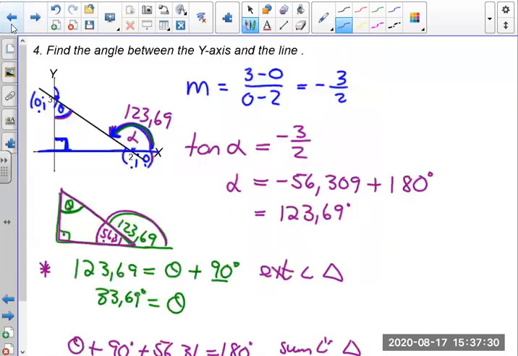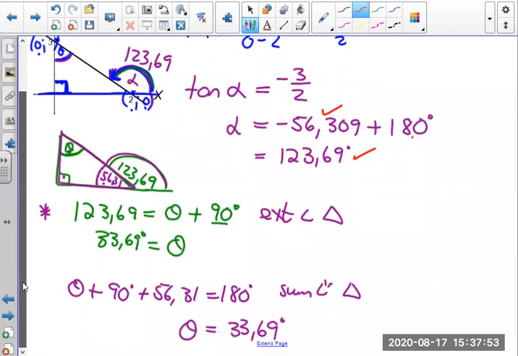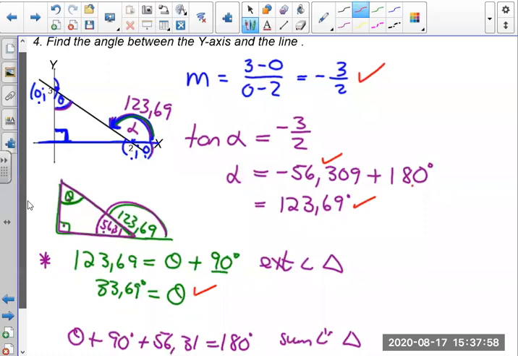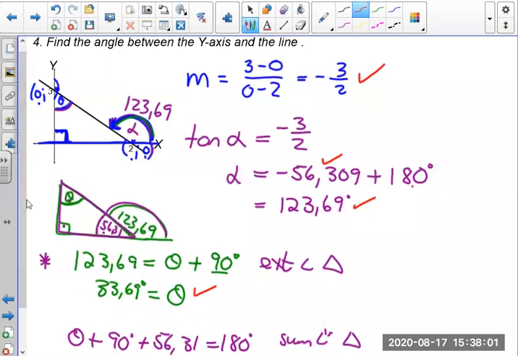Excuse me, ma'am. Yes. How many marks would this be? Okay, you will get a mark for calculating the gradient first. Then you will get another mark for minus 56, and then probably because you added the 180 to get the inclination angle. And then you will get another mark for calculating the correct angle. So more or less 4, 5 marks, depending on what information they give you.